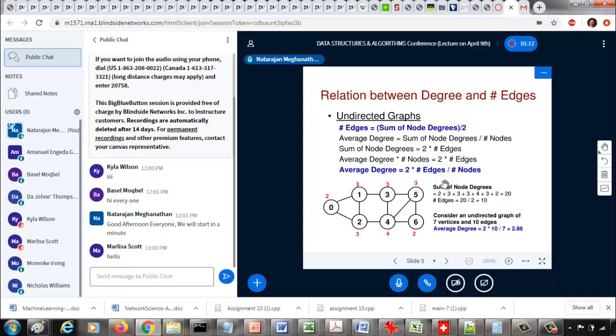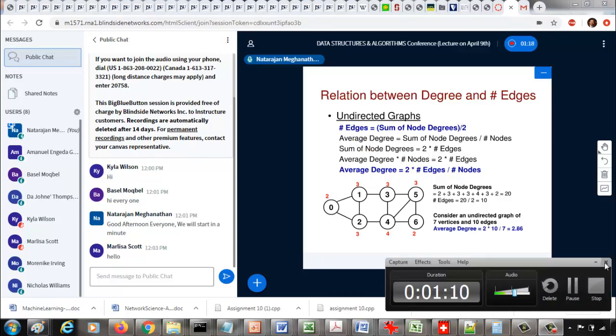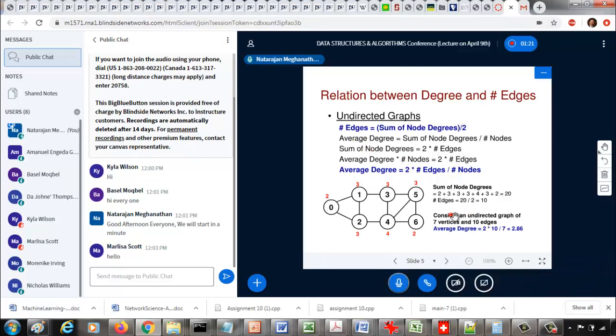So there's a relationship between the number of edges in the graph and the degrees of the nodes. As you know, the degree of a node is just the number of neighbors of a node. So for node 0, its degree is 2 because it has 2 neighbors. For node 1, its degree is 3 because it has 3 neighbors. For node 4, its degree is 4 because it has 4 neighbors. Node 6 has degree 2 because of 2 neighbors, and so on.